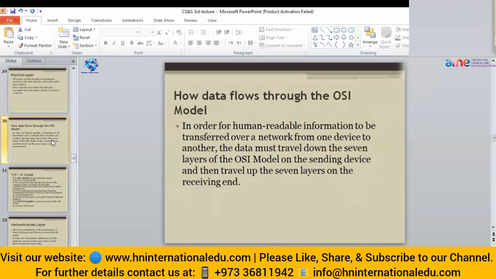Now, how does the data flow through the OSI model? In order for human-readable information to be transferred over a network from one device to another, the data must travel down the 7 layers of the OSI model on the sending device, and then it will travel in the reverse order from layer 7 to layer 1 when it is on the receiving end.